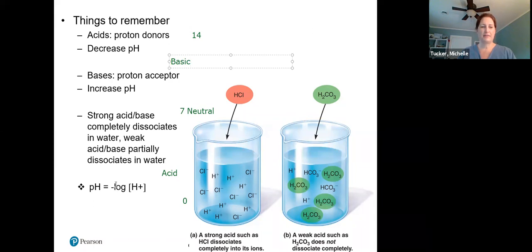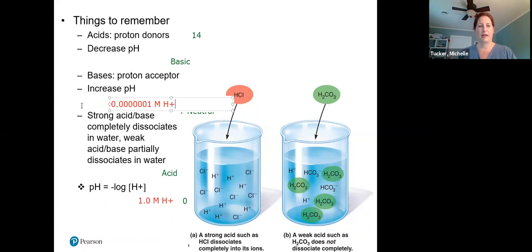Because of this negative number before the log, it means that the lower the pH, the more acidic it is, the more hydrogen ions. So at a pH of 0, we have 1 molar hydrogen ions. And when we go up to a pH of 7, the concentration of hydrogen ions is 0.00000001 molar hydrogen ions.